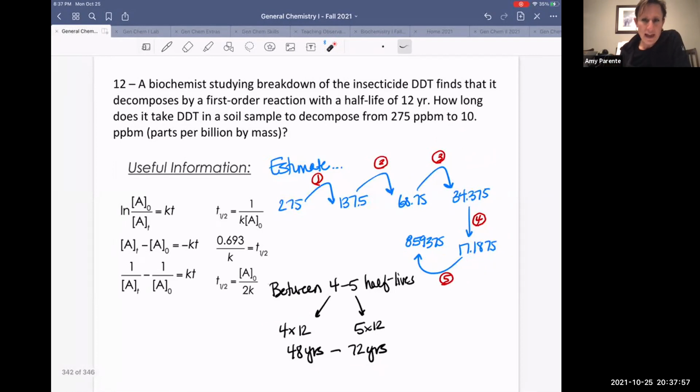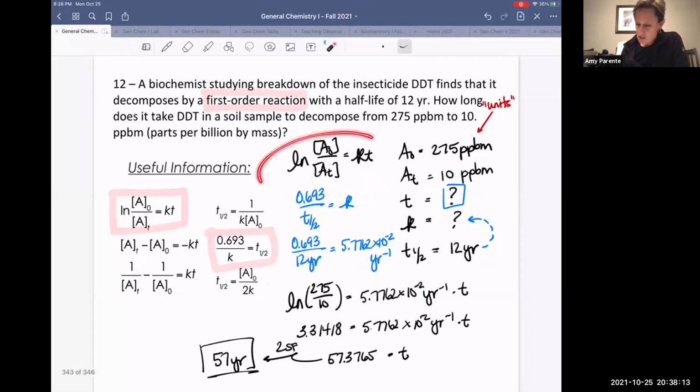So let's go through the math here, which is always going to be the same. Pick your equation based on the order of the reaction. They tell us it's first order. Write your equation down and then tabulate all your pieces next to it and then solve for your unknown. Okay, so here's the equation that we're going to need for a first order reaction.